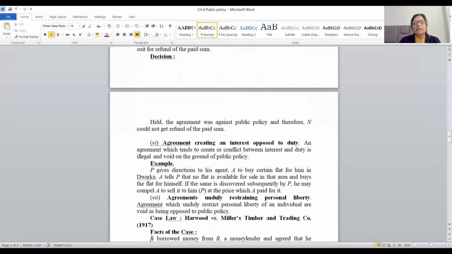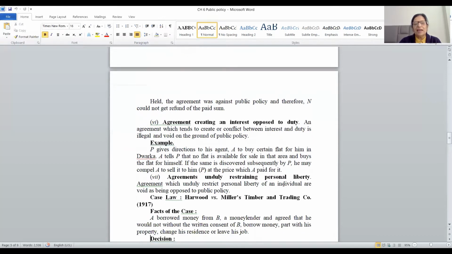Say for example, friends, P gives directions to his agent A to buy a certain flat for him in Dwarka. And the agent tells the principal that no flat is available for sale in that area, but buys the flat for himself. So smart. If the same is discovered subsequently by P, he may compel A to sell it to him, to the principal, at the price which was paid by A. So any agreement which creates an interest opposed to duty is not valid, it is void.